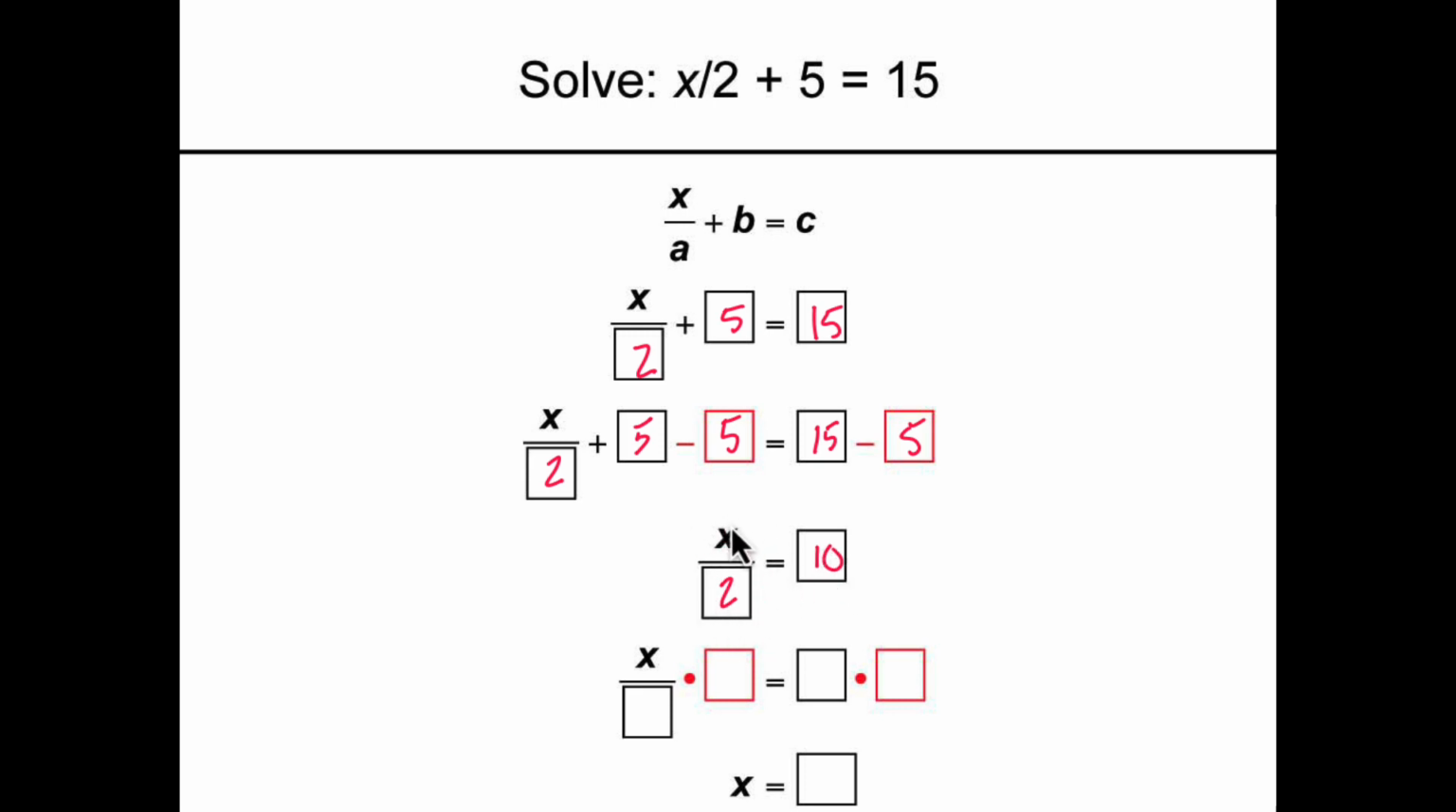This expression involves division, which we can undo with multiplication. So we get x divided by 2 times 2 equals 10, also times 2. So you can see we multiply both sides of the equation by 2. Simplifying, we get x is equal to 20.